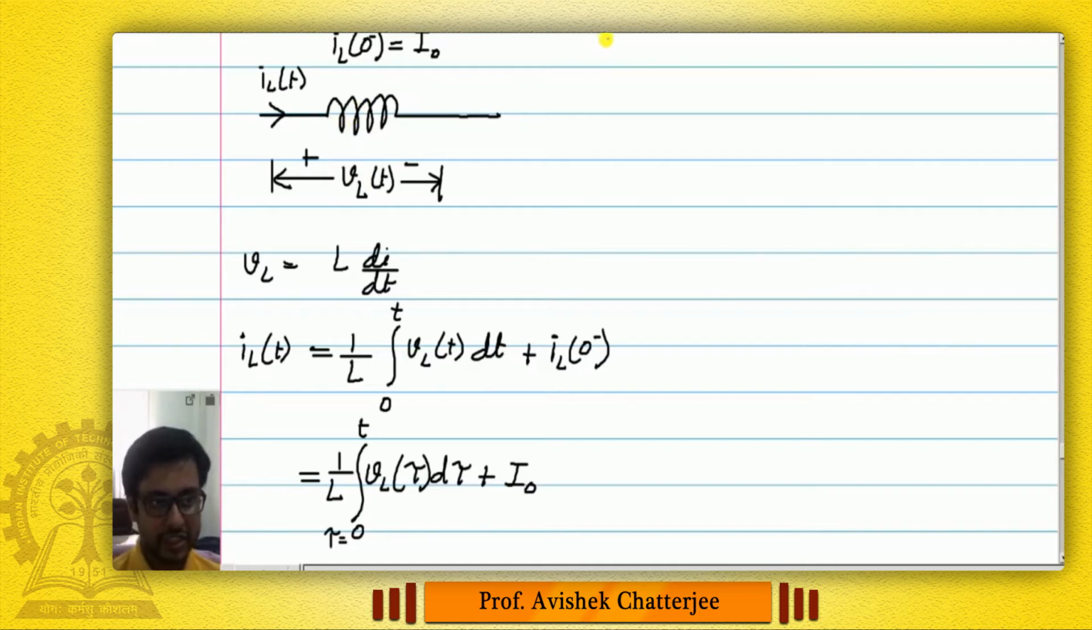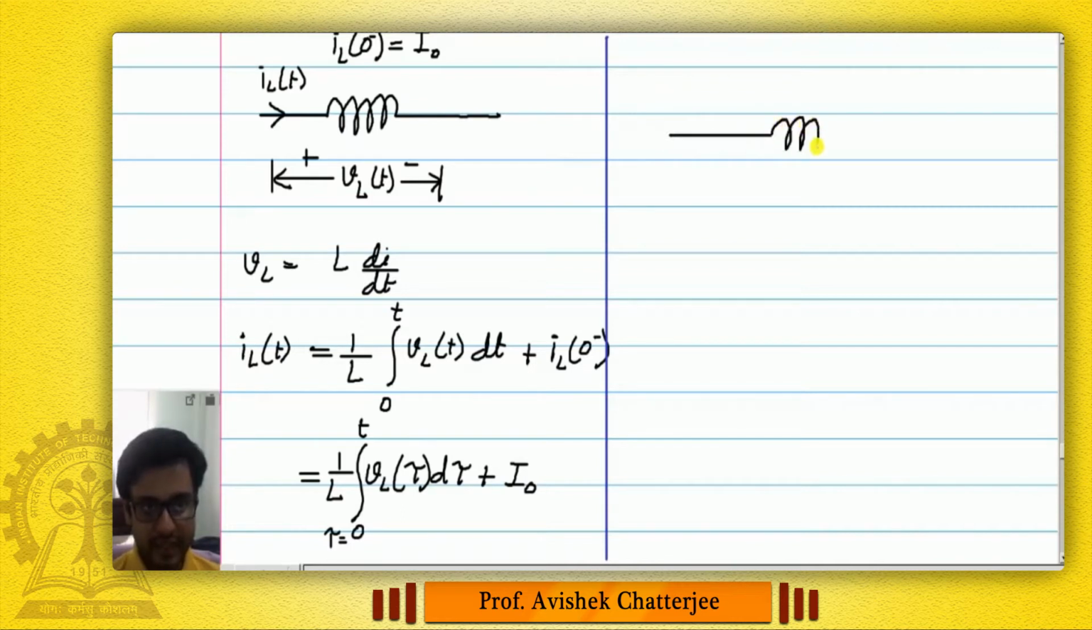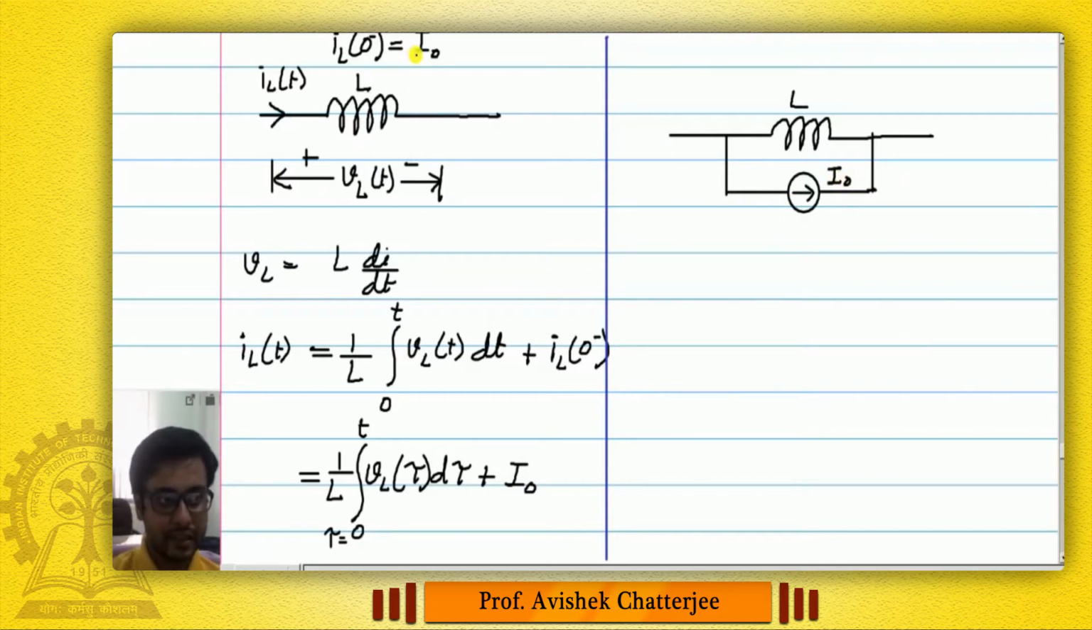Now let us consider another circuit where we have again an inductor with the same value as this one. So if this is L, this is also L, but this one has a current source connected in parallel like this, and the value of this current source is I0, which is the same as the value of the initial current in this inductor.